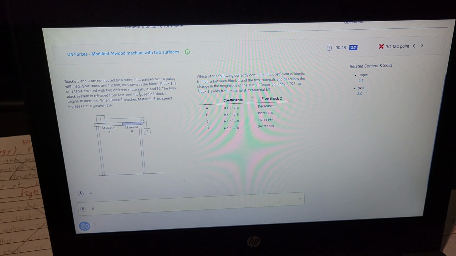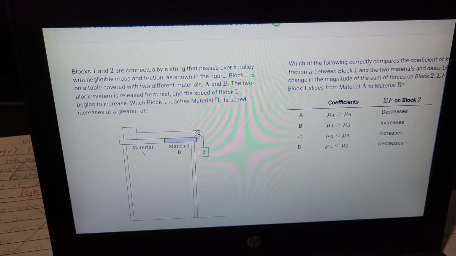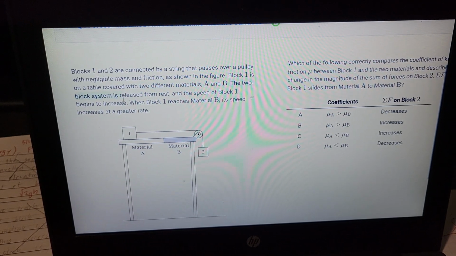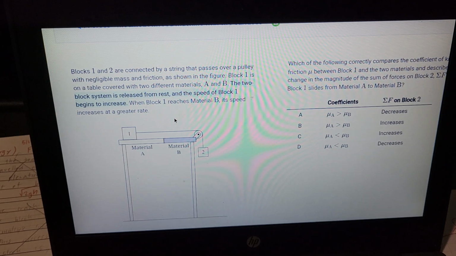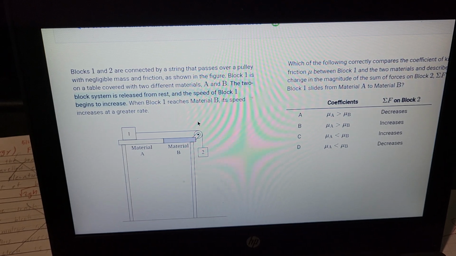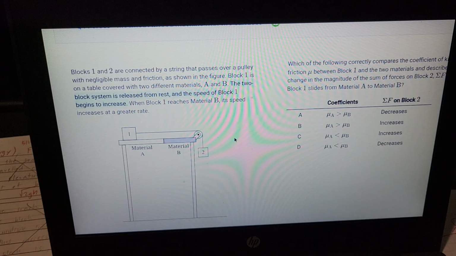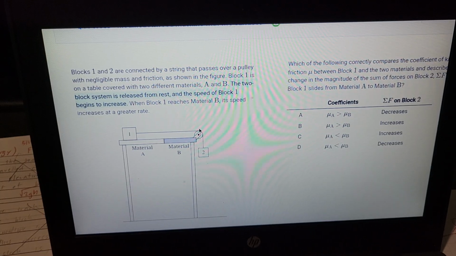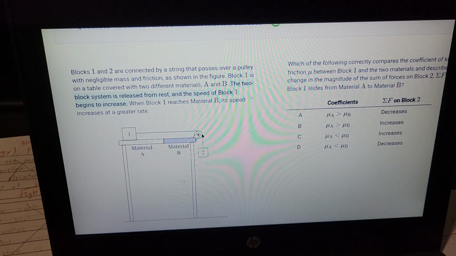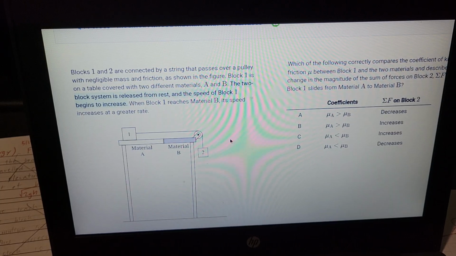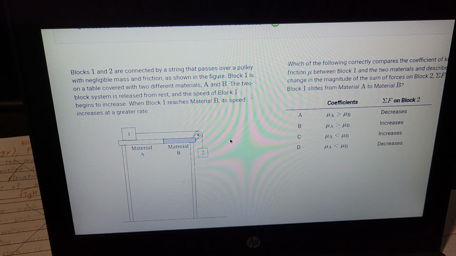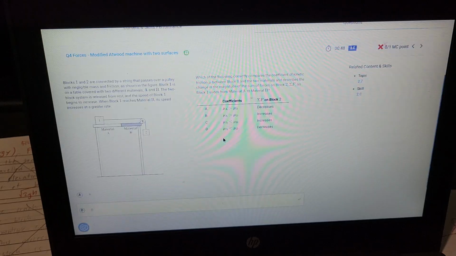This one, I think I just didn't read carefully enough, because it says the speed of block 1 begins to increase. Therefore, if the speed increases, friction increases. So, mu of A is greater than mu of B. And since the speed increases, the sum of the forces on block 2 will also increase because the acceleration increases.